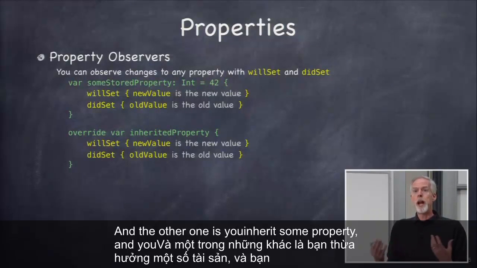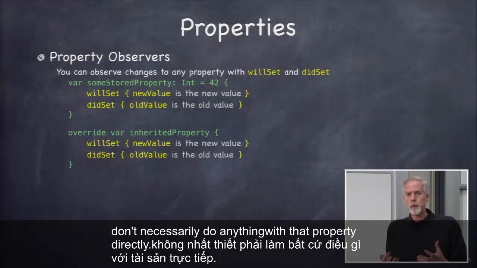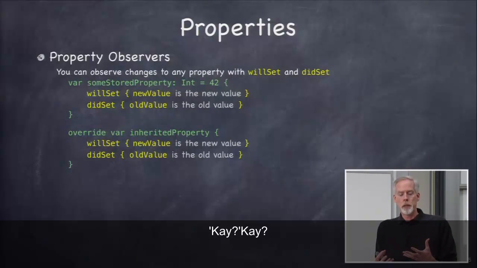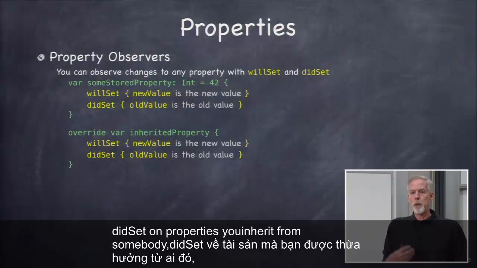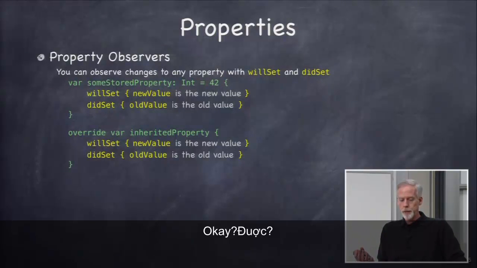The other is you inherit some property, and you don't necessarily do anything with that property directly, but you want to know when it gets changed by anybody. So you can even do willSet and didSet on properties you inherit from your superclass.